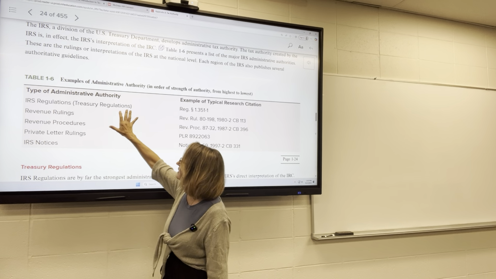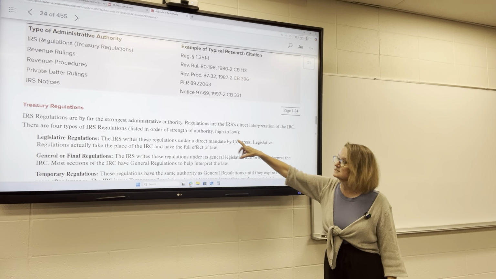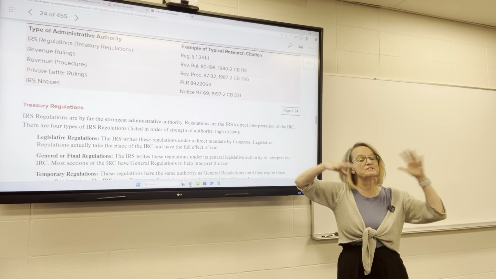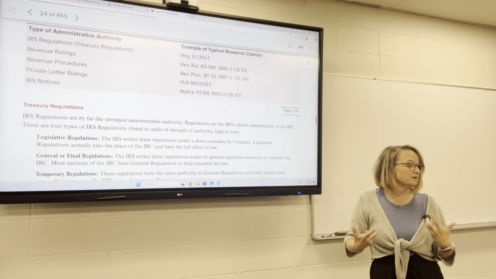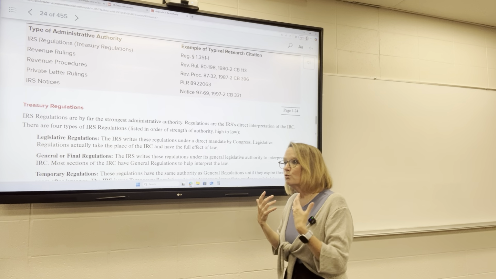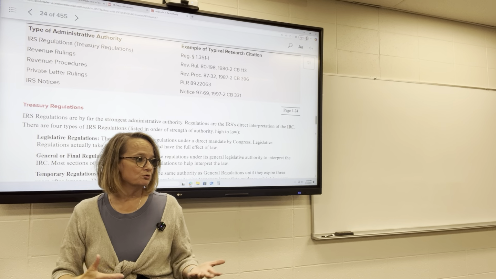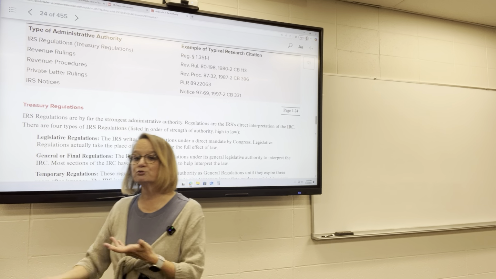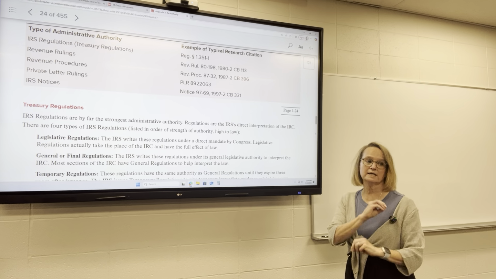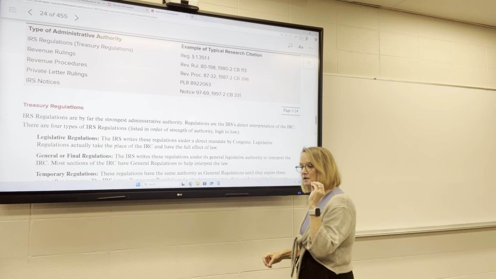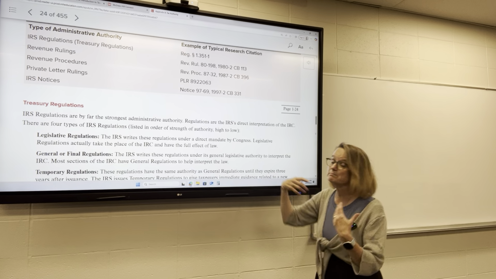We have IRS regulations, so Treasury regulations come out. These all have different strengths of authority. And by authority, I mean if they were challenged in court, what would be substantive enough to come in as authority to prove your point, to prove whether or not the position that you're taking on this particular law is accurate or not. So IRS regulations are the strongest type of administrative authority.